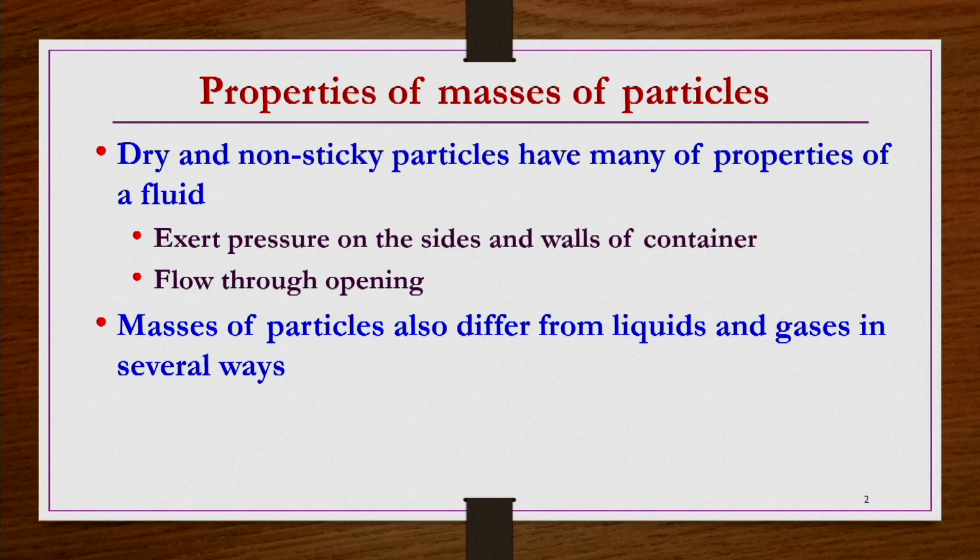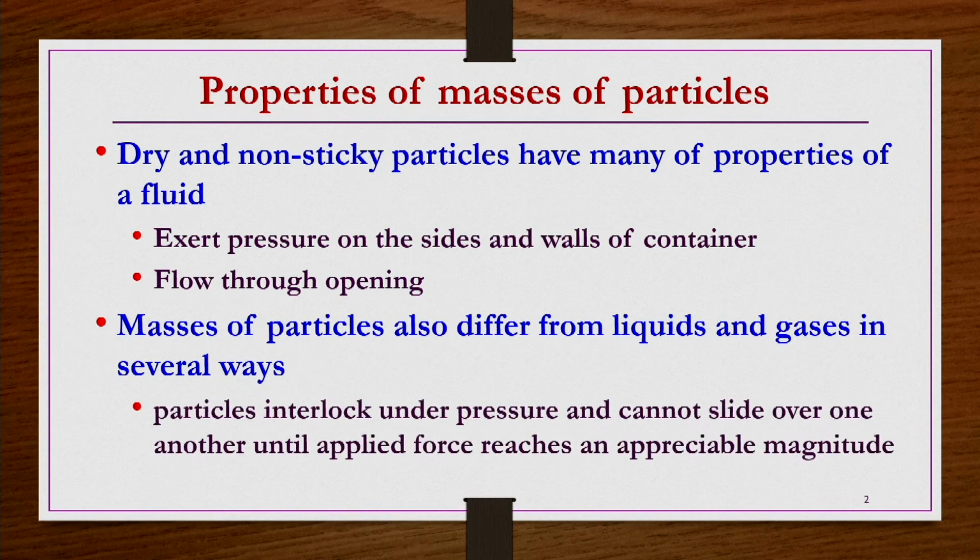However, there are certain properties which are very much different from fluids. Masses of particles differ from liquids and gases in several ways because particles interlock under pressure in general and cannot slide over one another until the applied force reaches an appreciable magnitude. But in general, if you have a Newtonian fluid, what happens if you apply pressure? The flow can be convenient, and a faster flow may come in general for a Newtonian fluid. Let us not go into the non-Newtonian fluids and all that. If you take a simple Newtonian fluid, what happens?